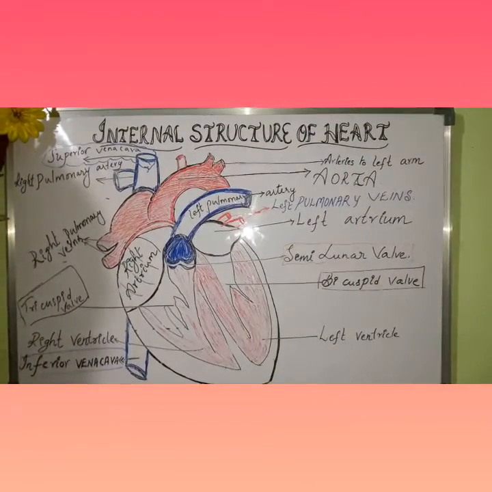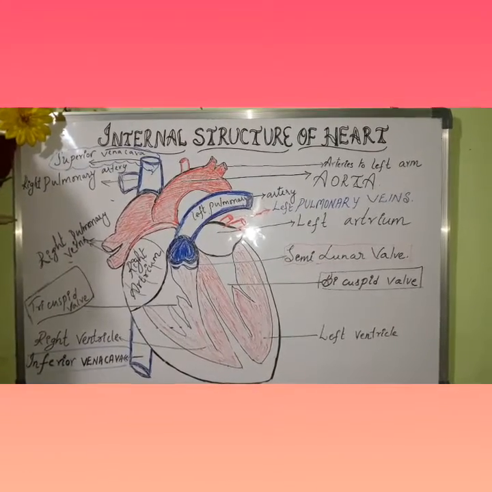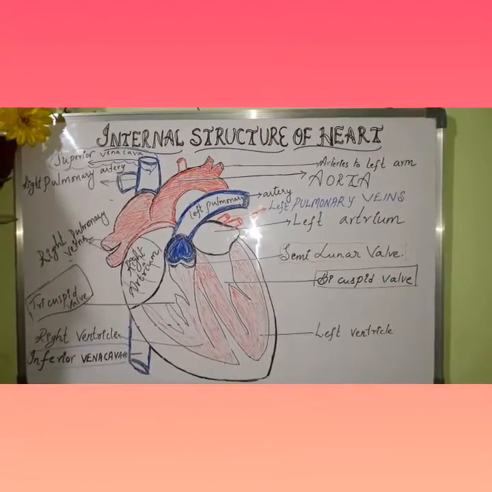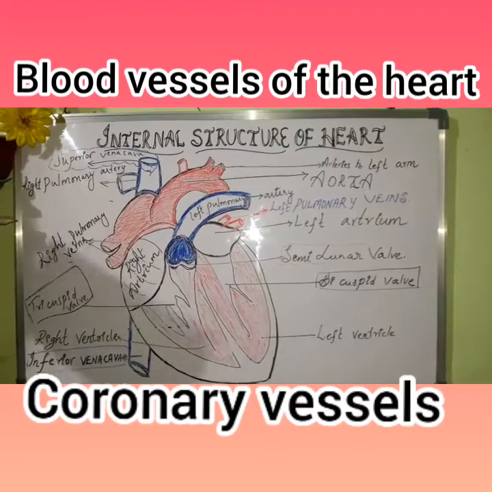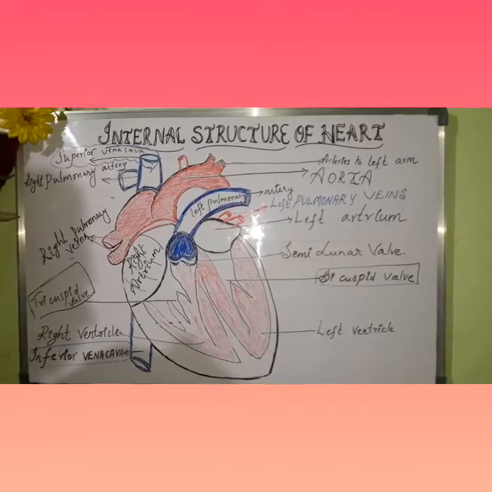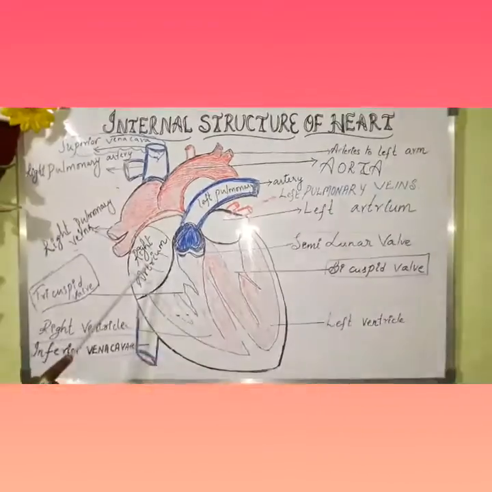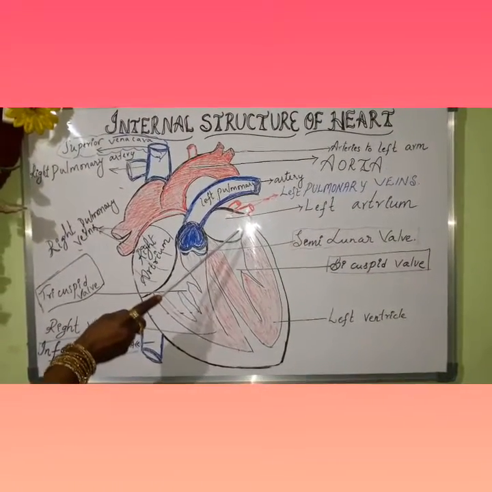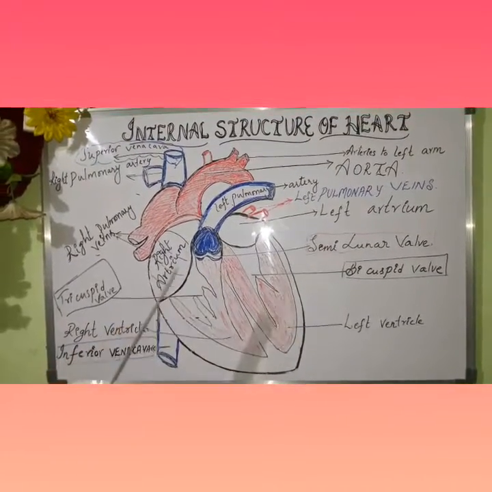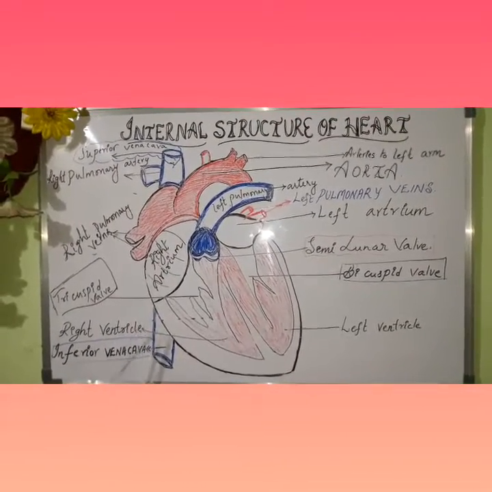The blood vessels found in the walls of the heart are called coronary vessels, which supply blood to the muscles of the heart. The four chambers present in the heart are the left atrium, right atrium, left ventricle and the right ventricle.